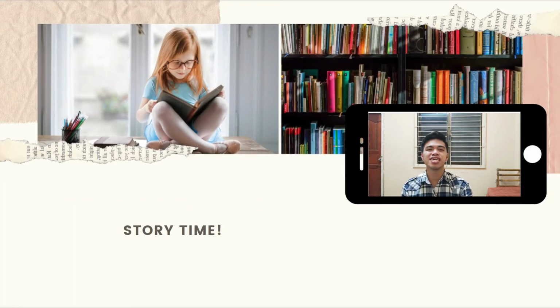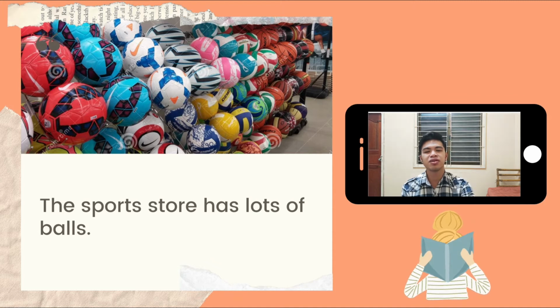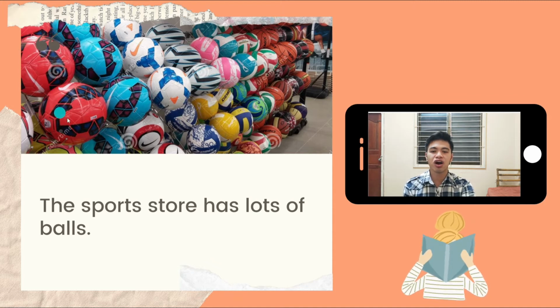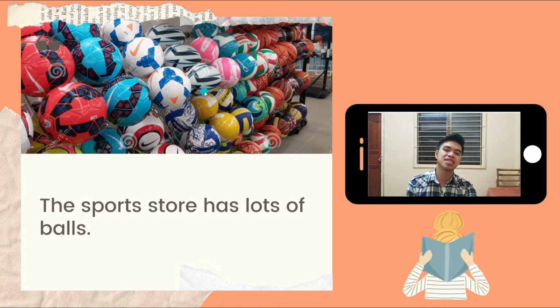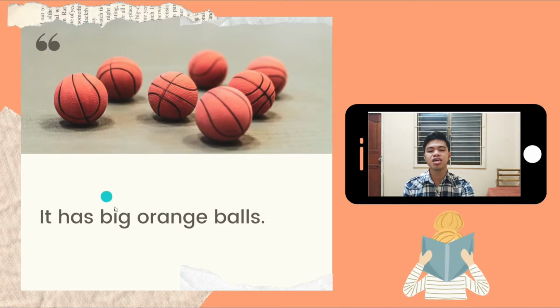So that is our story. Now, we are going to read it again, and then we're going to try to understand the story, okay? So let's go. The sports store has lots of balls. As we can see in the picture, there's a lot of balls. Different colors, different sizes, and different hues. It has big orange balls. So how do we call the big orange balls? What do we call it?